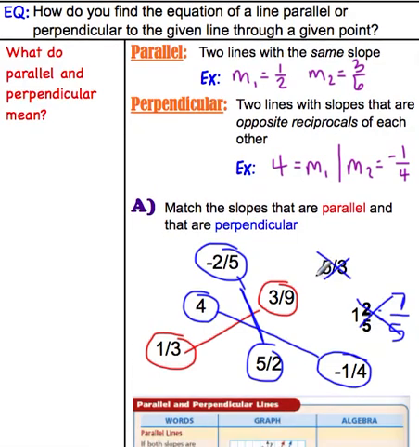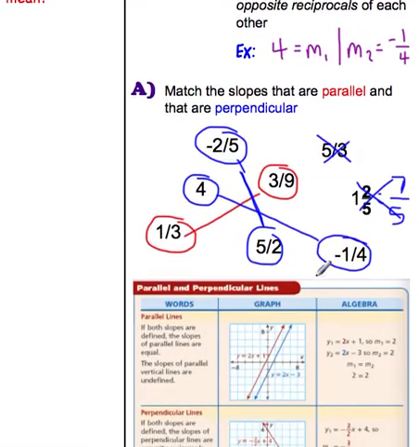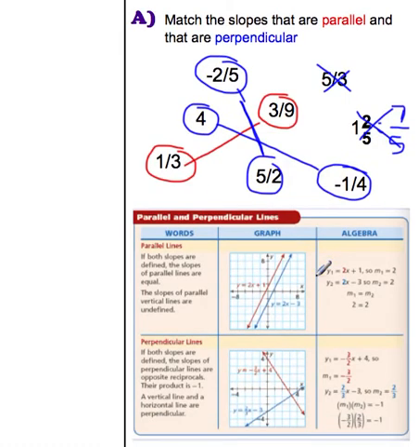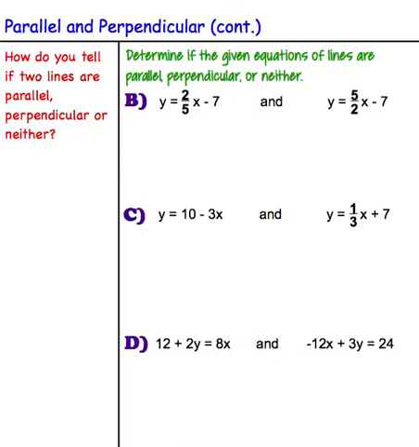Now, to sum up what I just told you, we had a chart that you can also find in your textbook. The slopes of parallel lines are equal, and slopes of parallel vertical lines are undefined. And a vertical and horizontal line are perpendicular to each other, opposite reciprocal slopes. Then this will be what we will do in the next video, determining whether they are parallel, perpendicular, or neither.